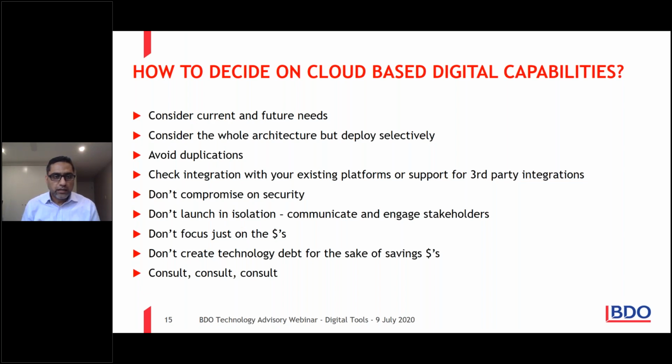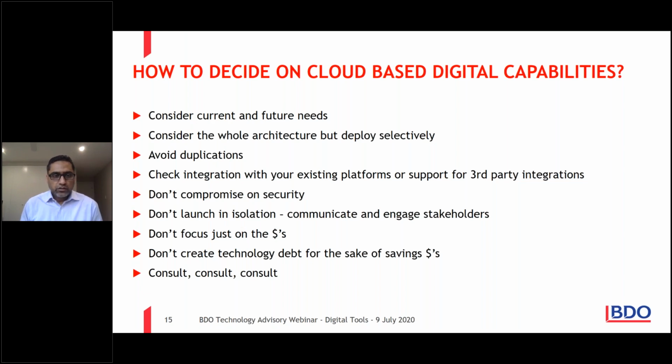Avoid duplication, because there are so many instances that we have seen that the customers or the clients have got one capability, and then some other department has gone and bought similar capabilities from a different vendor. So having that whole of architecture view, looking at a more structured way on deciding as to what digital capabilities to bring in, they help avoid duplication, and duplication always leads to higher costs. So if you can avoid the duplication, you will keep the cost down.